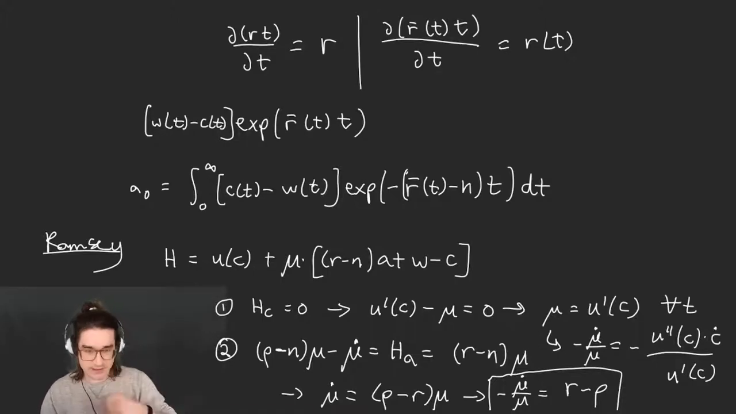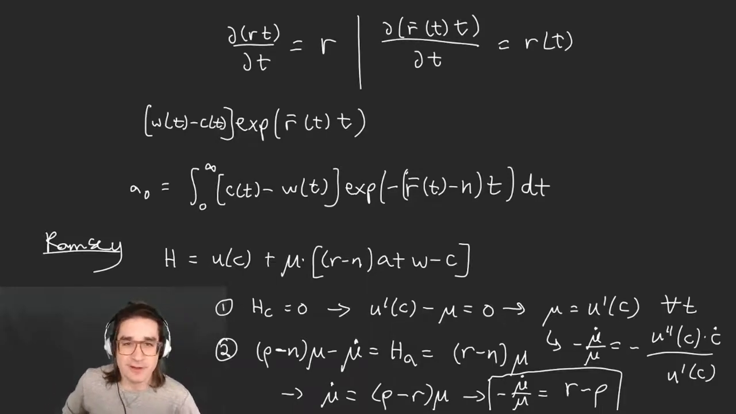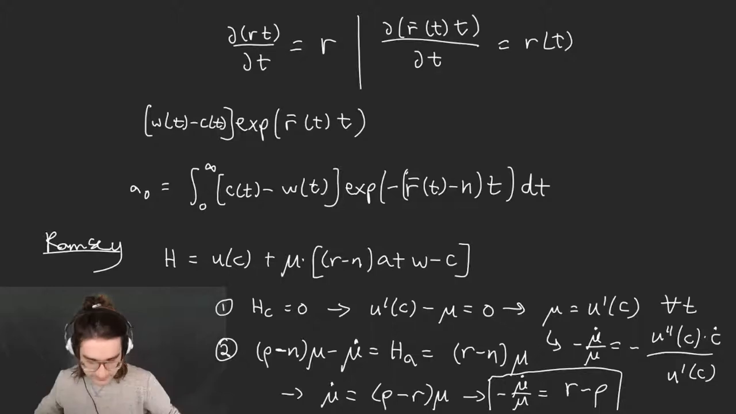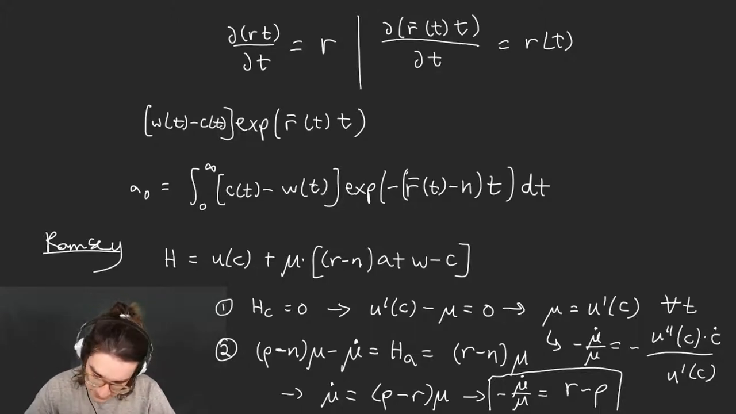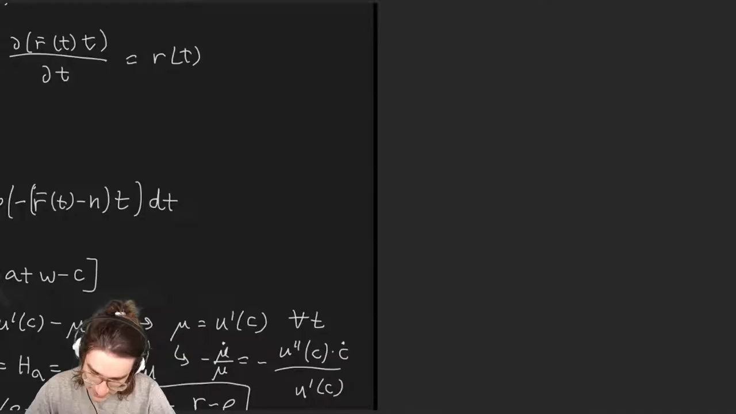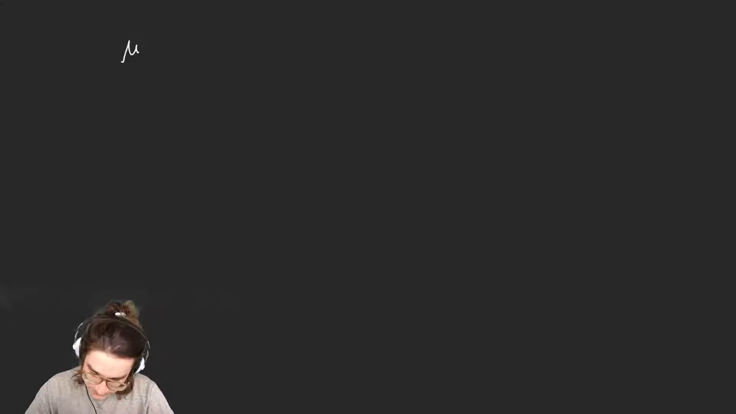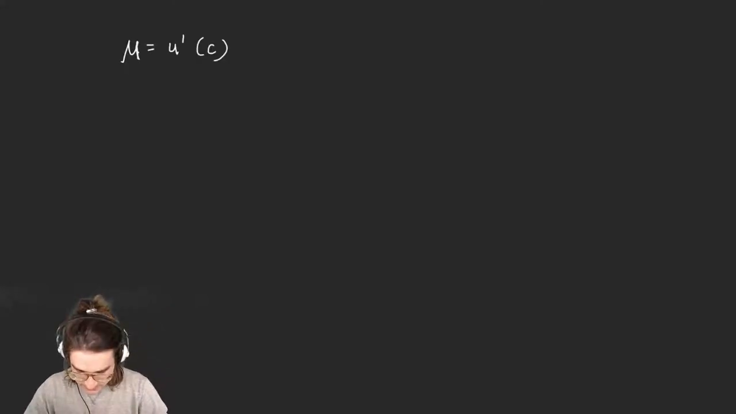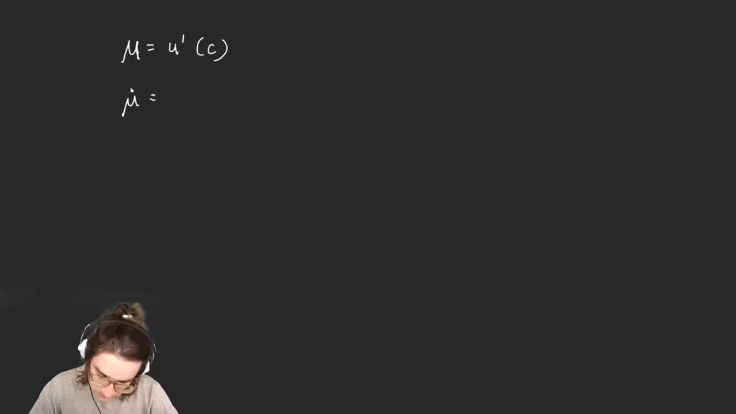All right, now I've run out of room, so we're going to jump to the next page. It's always tough when you box yourself into the corner. So let's say we had this, and we had mu dot is equal to, let me just double check here, what is mu dot equal to? Rho minus r times mu.